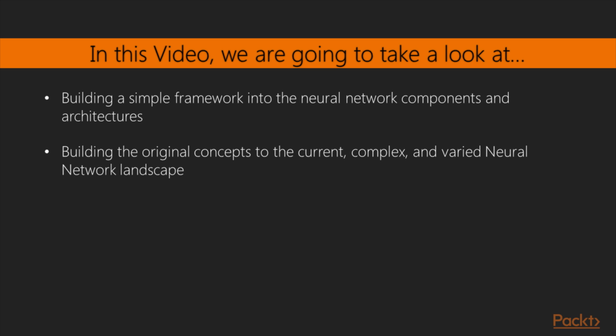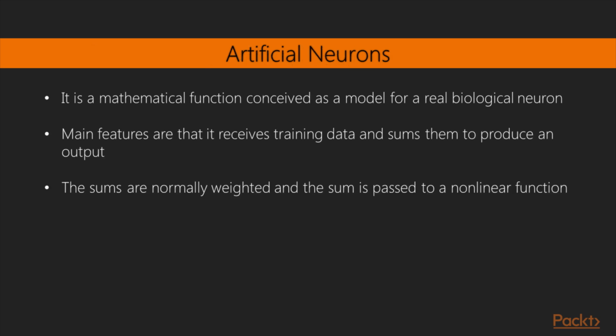To build a simple framework into the neural network components and architectures, we will give a simple and straightforward build of the original concepts which paved the way to the current complex and varied neural network landscape. Artificial neurons. An artificial neuron is a mathematical function conceived as a model for a real biological neuron. Its main features are that it receives one or more inputs, training data, and sums them to produce an output. Additionally, the sums are normally weighted and the sum is passed to a nonlinear function.